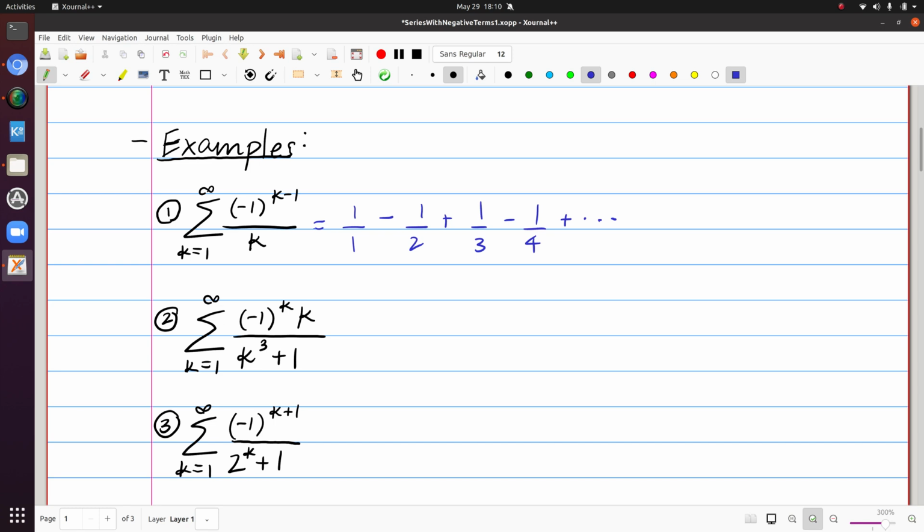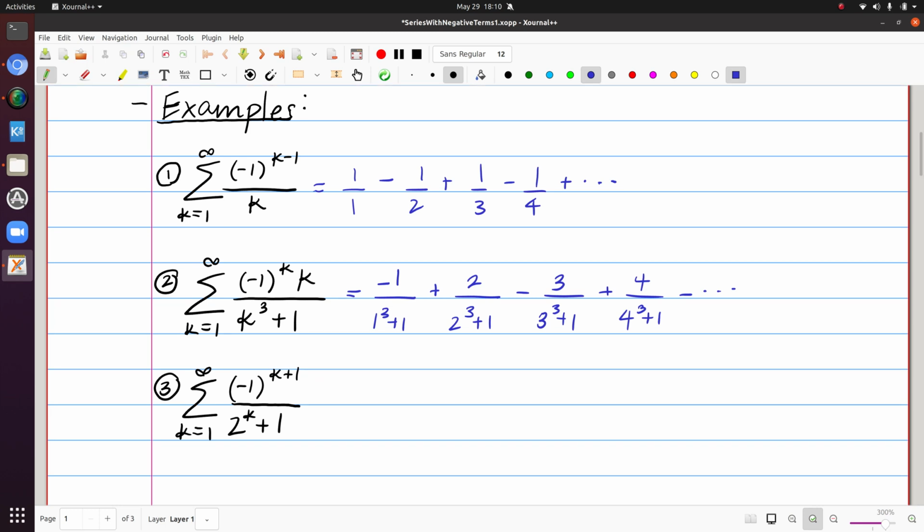And this next one, if I were to write out the terms of this sum, when k is 1, this would be negative, and we'd get 1 over 1 cubed plus 1. And that's negative. And then when k is 2, this becomes positive. And then negative when k is 3. And then positive when k is 4. And so on. Again, clearly alternating signs.